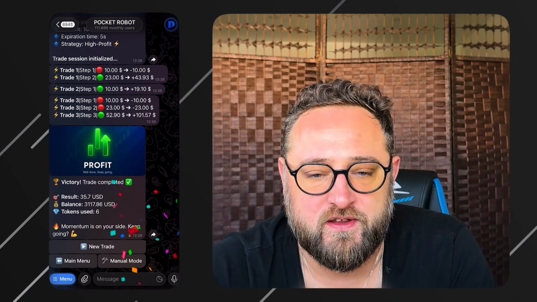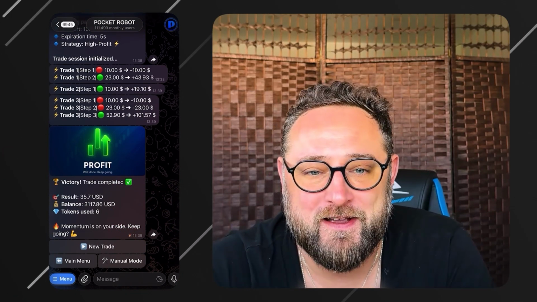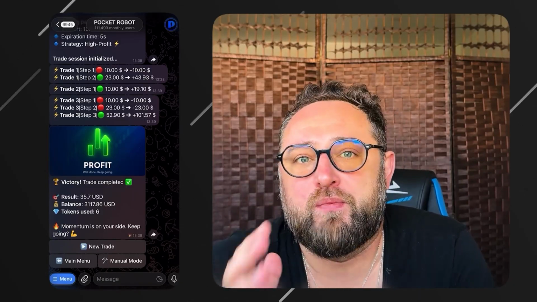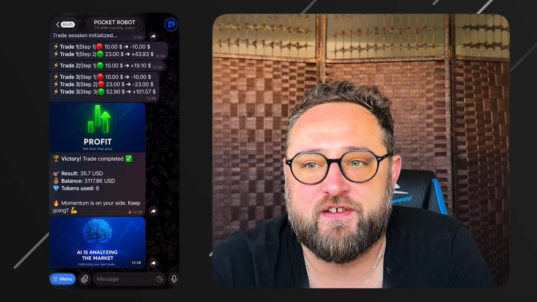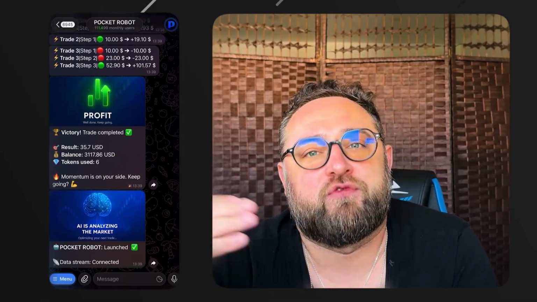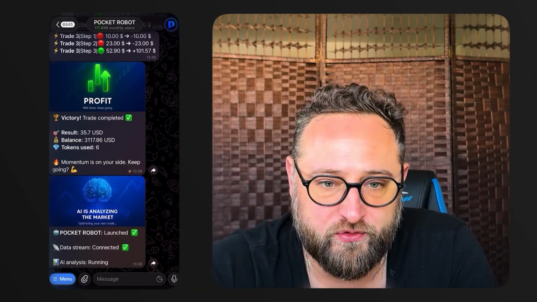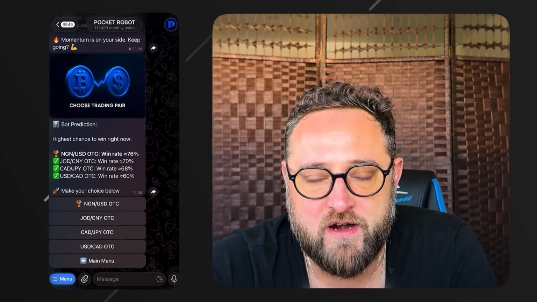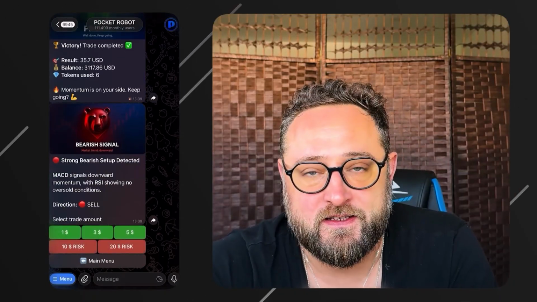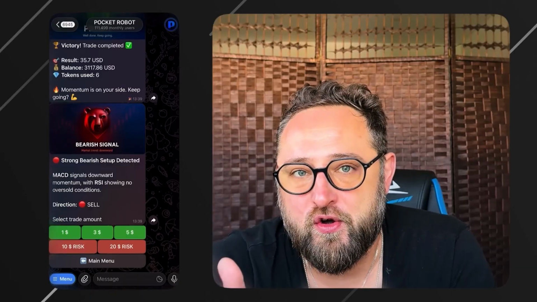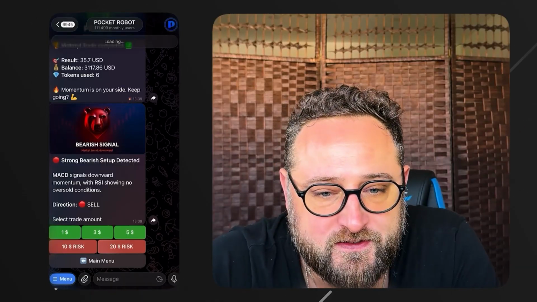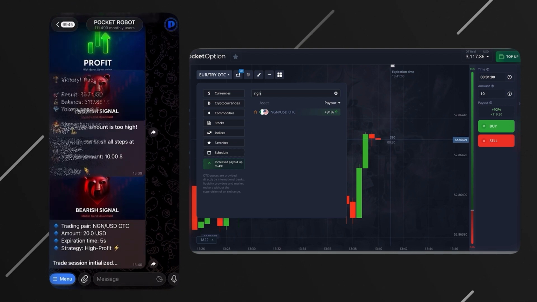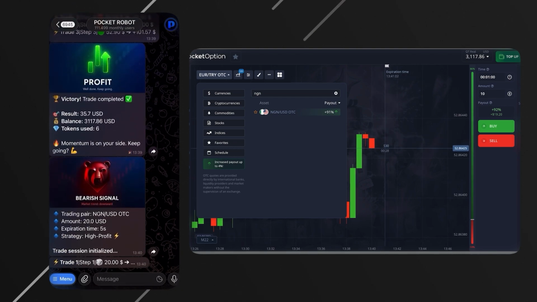I'm actually using it at the same time on my phone and on my computer right now, and also checking the real Pocket Option account, because you can synchronize it, you can see how the bot trades on your Pocket Option account. Because the thing is that this bot just analyzes the market and makes trades automatically. It's not touching your money actually. This is safe.